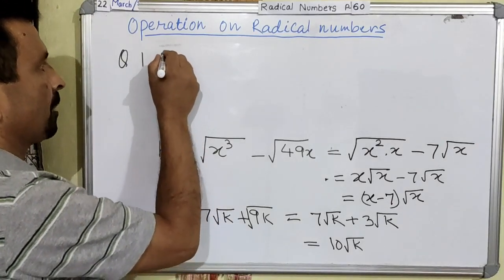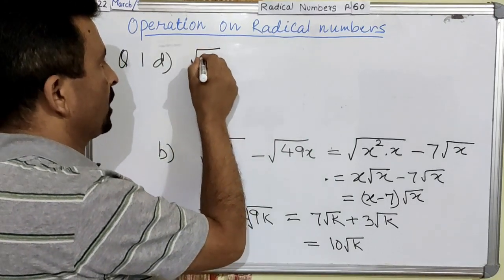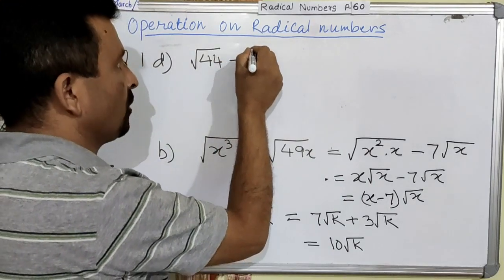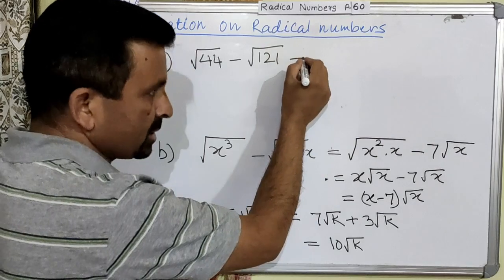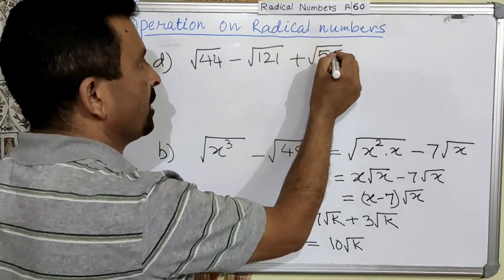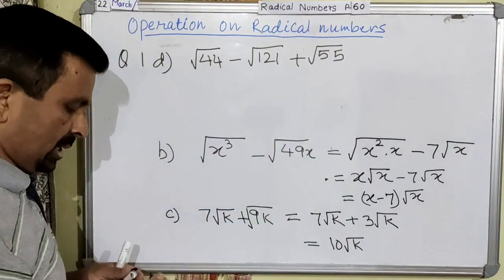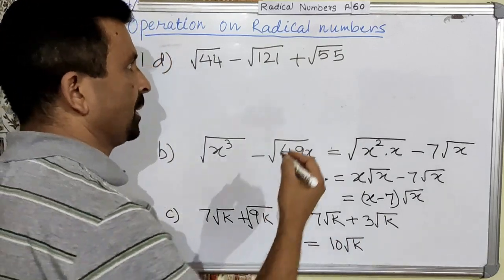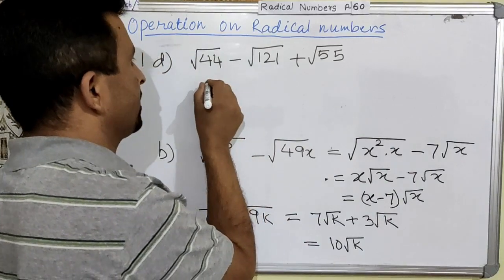It is D. D is root over 44 minus root over 121, and then the last term is root 55. Now there are 3 radical numbers. Let us simplify all the 3 radical numbers and then see how much we can simplify. Now we start in the next step here itself.